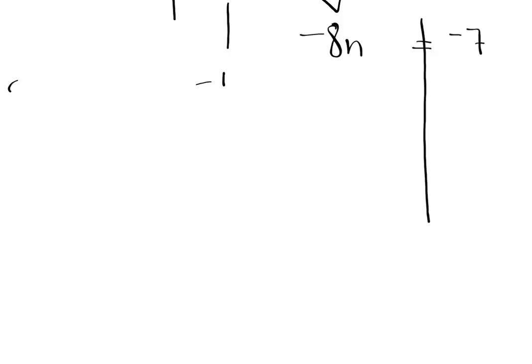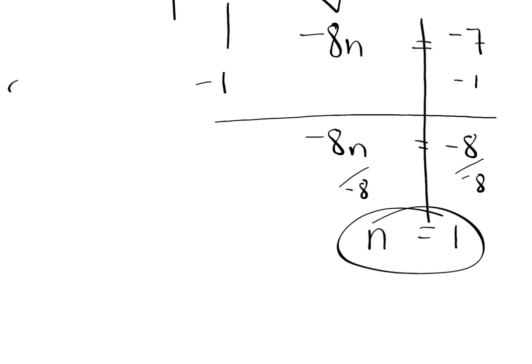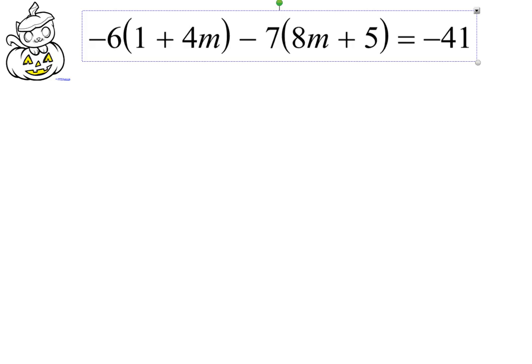So I'm going to subtract 1, negative 8n equals negative 8, divide by negative 8, and I get n equals 1. I'm done. There's my solution. All right, let's look at another one of these problems.